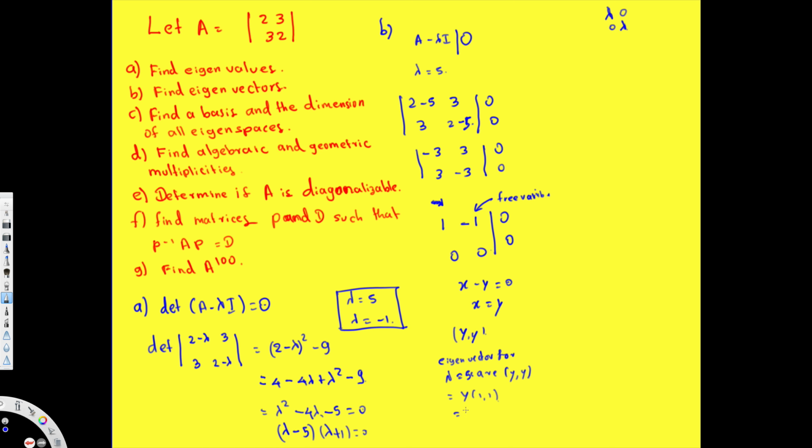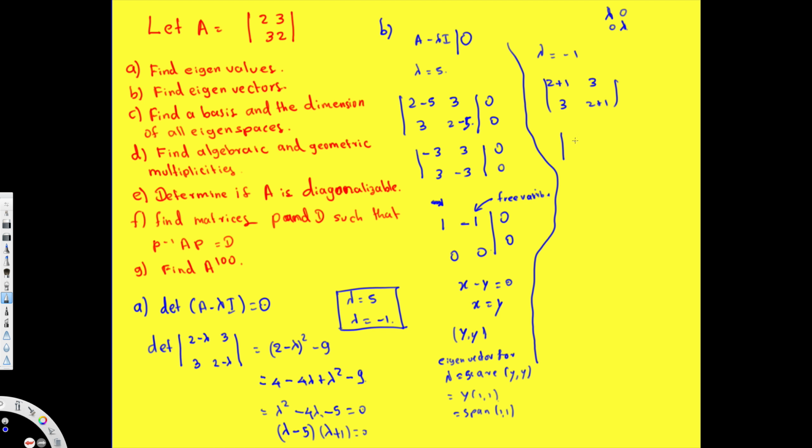We can also write this one as span of (1, 1). So this is the final answer for lambda equal to 5. But we have to find lambda equal to minus 1 too. So for lambda equal to minus 1, I substitute minus 1 for lambda, so it's going to be 2 minus minus 1, so 2 plus 1. Then here it's going to be 3, 3, 2 plus 1.